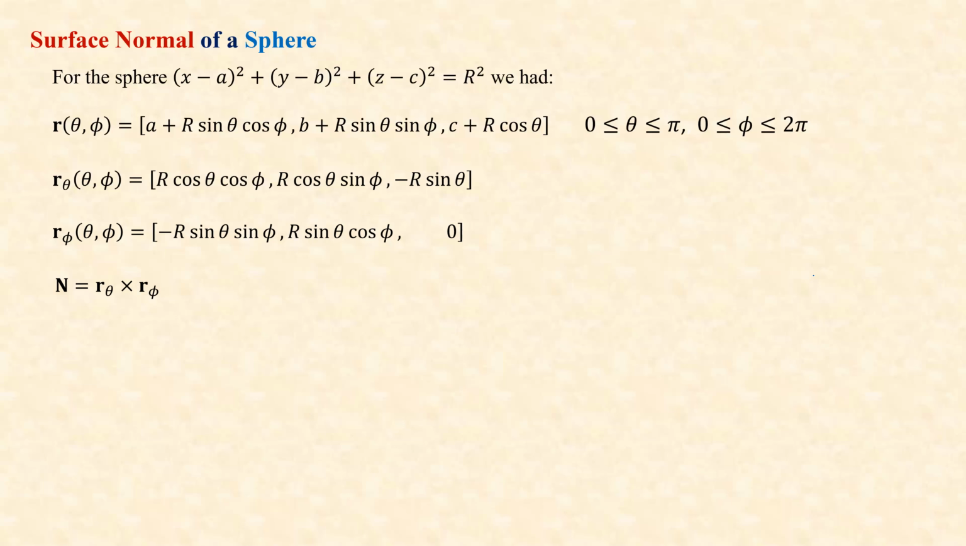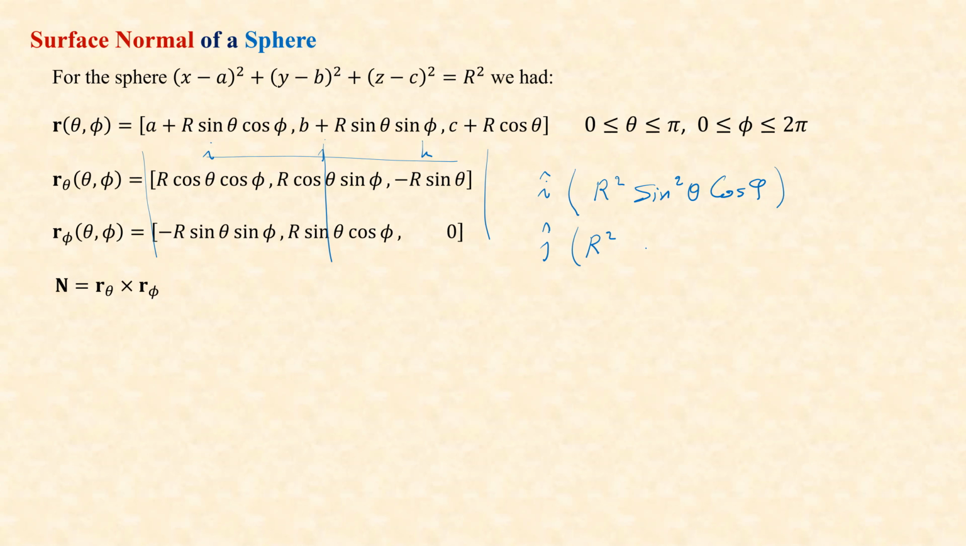So let's find it: R theta cross R phi. Here you can see, if you use the i, j, k determinant, the first row is the components of R theta, and the second row is the components of R phi. Then, if you eliminate these two, you get 0 minus negative R squared sine squared theta cosine phi. So i times R squared sine squared theta cosine phi, right? That's for the x component. For the y component, you eliminate this, and then negative times negative becomes positive: j hat R squared sine squared theta sine phi, right?